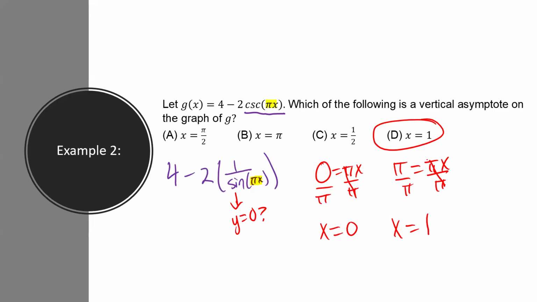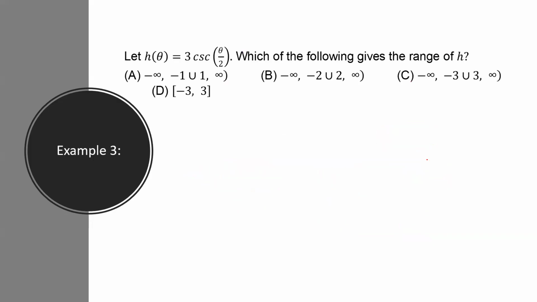Okay, so when I'm talking about vertical asymptotes, do we understand how your x is affected? Vertical asymptotes go through your x-axis. Yes? Okay, now we're going to talk about the range. How is your range affected? That means we're not using x's, we're using the things that change our y values. So here we have h of theta equals 3 cosecant theta divided by 2. Remember, theta just means the same thing as an unknown angle.